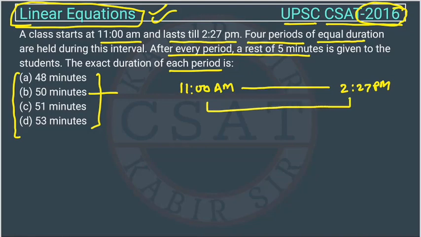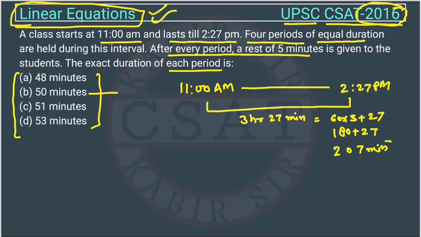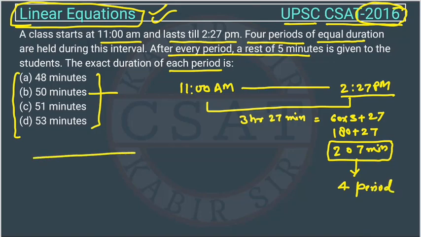So now how many total minutes are there? It will be 3 hours and 27 minutes. In minutes it will become 60 into 3 plus 27, so 180 plus 27. So total minutes will be 207 minutes from 11 to 2:27 p.m. And in these minutes we have to arrange how many periods? 4 periods, right? And each period has a break of 5 minutes.